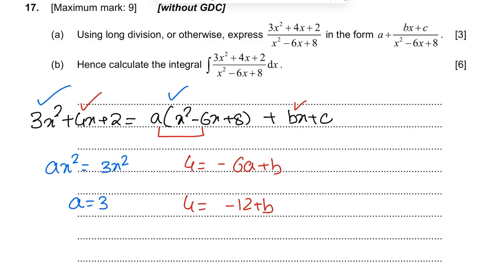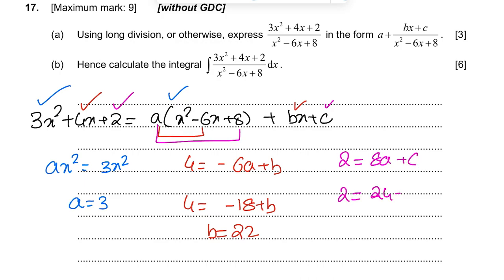A is 3, right? So it becomes 18 plus B. So B equals nothing but how much? B equals 22. Then comparing the constants, 2 equals 8A plus C. 2 equals negative 24 plus C. So C equals negative 22.